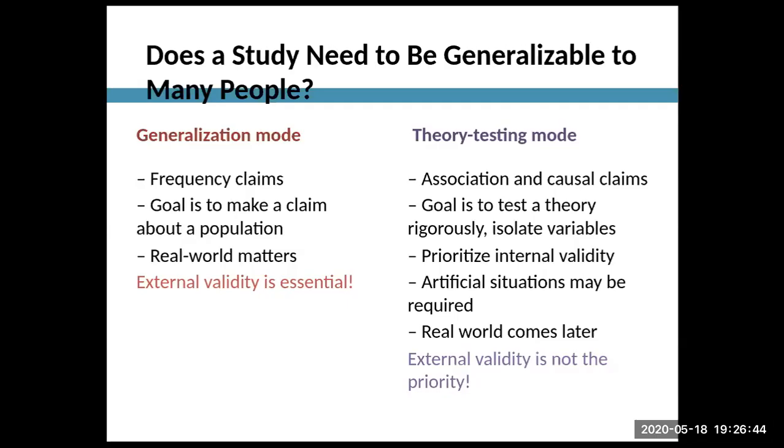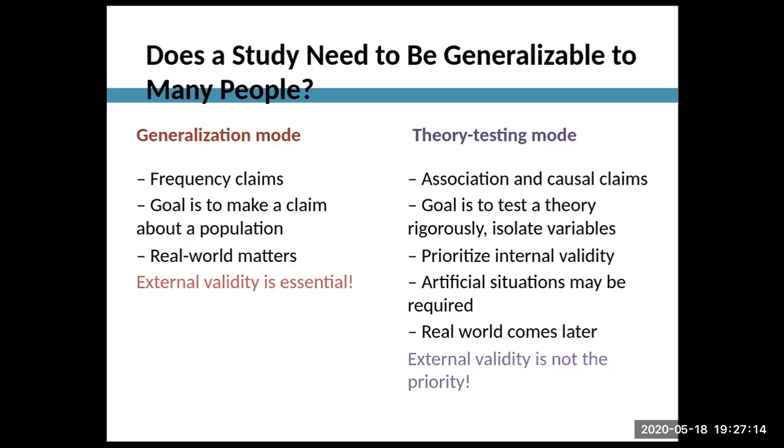In theory testing mode, these are more of the association and causal claims. At the beginning, the goal is to test a theory and to isolate variables. This is why it is preferred to have an artificial lab setting to a real world setting. We are prioritizing internal validity in this case, especially in causal claims. In association claims, there's no internal validity. But in a causal claim, obviously internal validity is the priority.